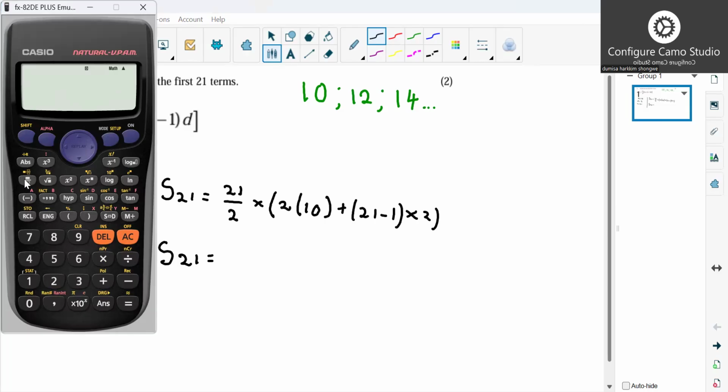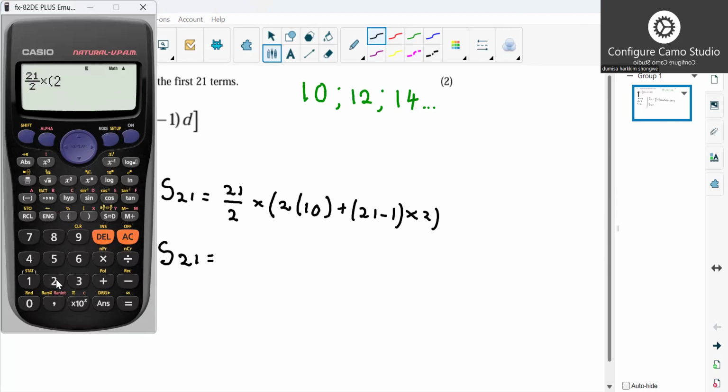So we're going to go to our calculator. On our calculator, we're going to press fraction. Now, from the fraction, we're going to put 21, and then we say divide by 2 on the fraction. Then we say multiply. Then we say open bracket.